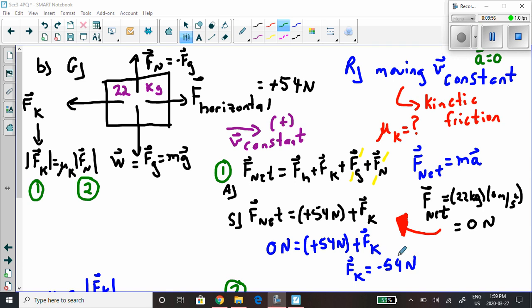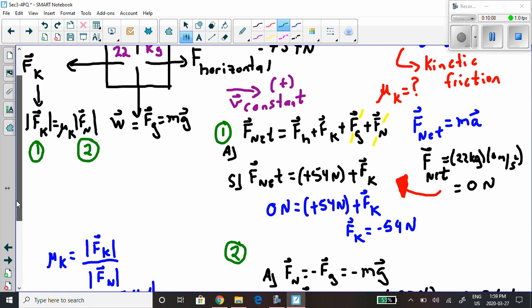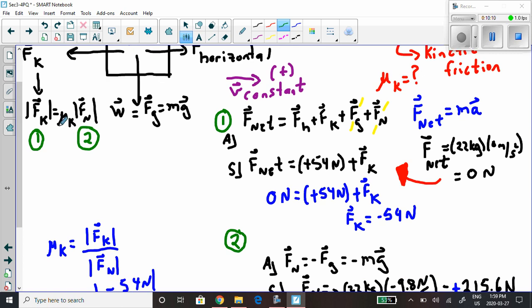Negative 54 newtons. So I have found this part here, and that's one of the things we needed to solve for before we ever tried to solve for the coefficient of kinetic friction. Next, if we want to solve for the coefficient of kinetic friction, we need to solve for the normal force. Well, I'm going to do that for you.